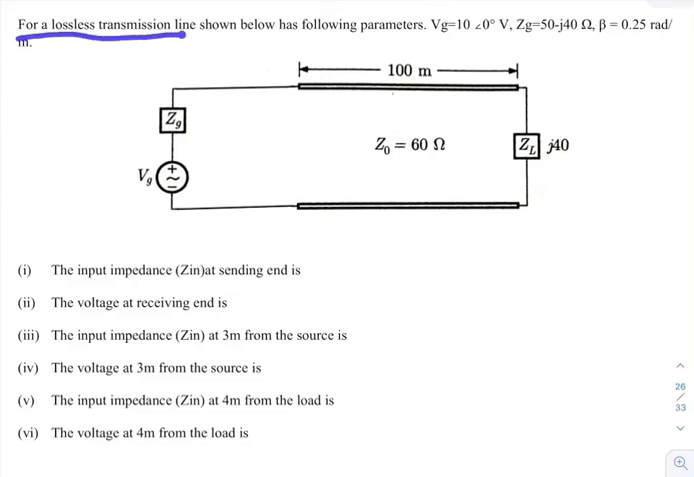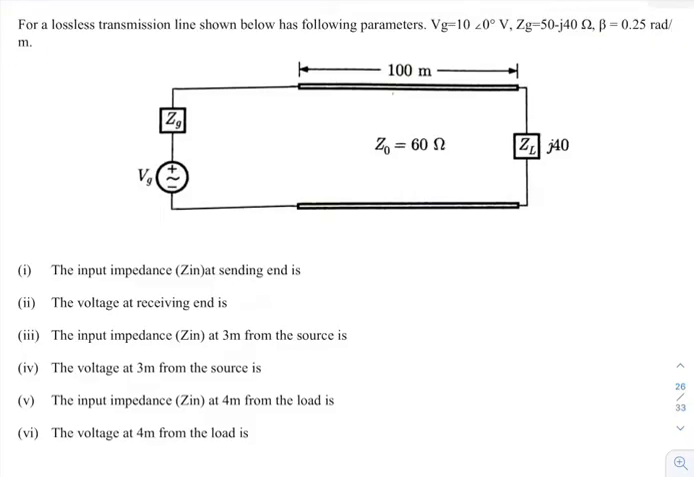For a lossless transmission line shown below, the following parameters are given. The generator voltage is 10 angle 0 degrees volts. The internal resistance of the generator is 50 minus j40, and the phase constant is given as beta equal to 0.25 radians per meter.